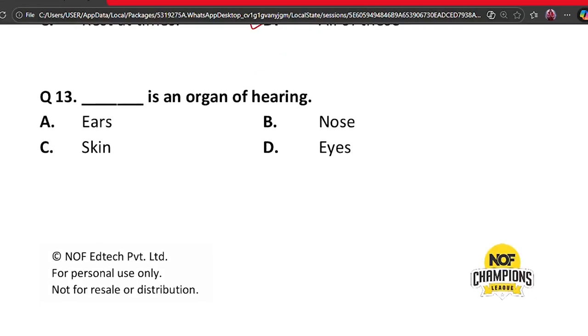Our next question is question number 13. Dash is an organ of hearing. A. Ears, B. Nose, C. Skin, and D. Eyes. The correct answer is option A. Ears. Ears help us hear sound from our surroundings. They are the sense organ responsible for hearing. Hence the correct answer is ears.